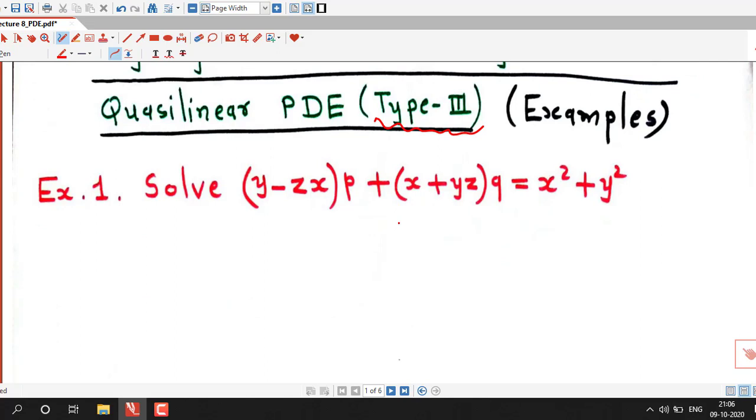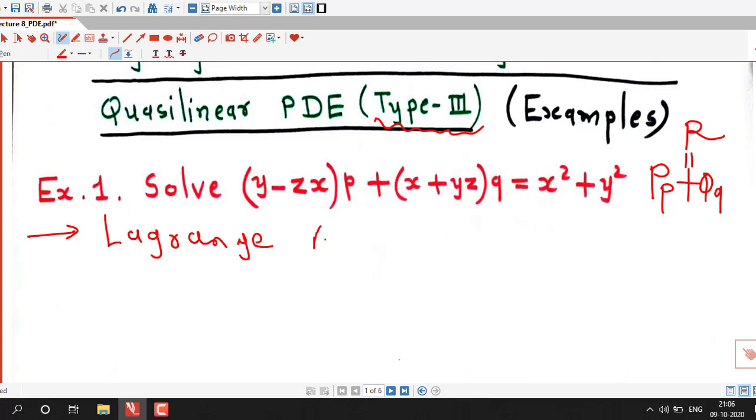It is given that we have to solve this equation: y minus zx into small p plus x plus yz into small q equal to x square plus y square. So we can see that this is a Lagrange quasi-linear equation. It is in this form. So we start by writing Lagrange auxiliary equations.